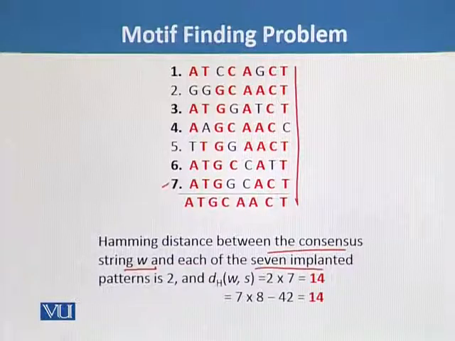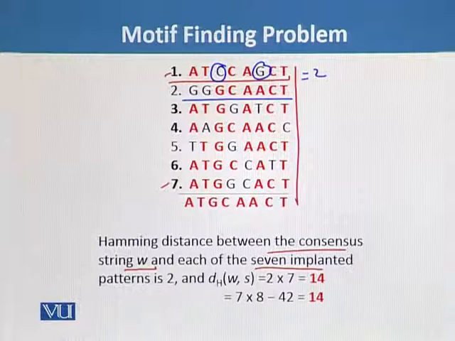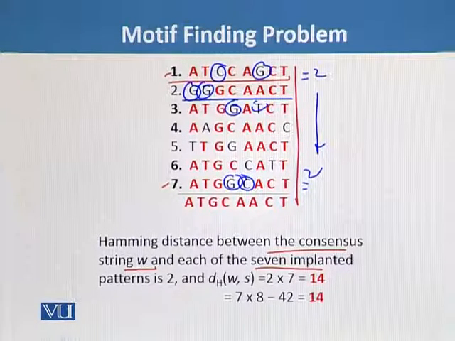and the Hamming distance between the consensus string W and each of these 7 implanted patterns is 2. It means that we can see in each of the sequences these 2 in black color, that is the Hamming distance of this sequence, meaning 2, and in the second sequence again 2, and third 2. So in all of the 7 sequences the Hamming distance is 2. So we can calculate very easily the Hamming distance W, S.